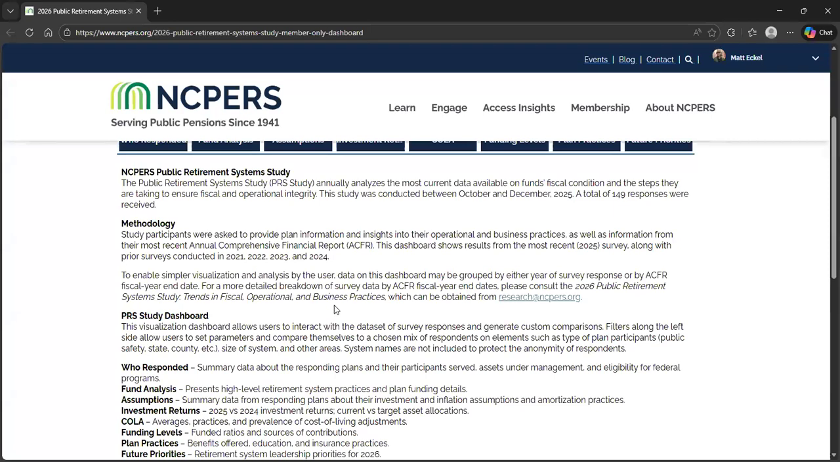Note that as you've seen, the tabs have the same interactive features throughout the dashboard. We encourage you to spend time adjusting filters, hovering over charts for additional detail, and comparing results across years or peer groups. The 2026 Public Retirement System Study Dashboard is designed to support informed discussion, strategic planning, and peer learning, while protecting the anonymity of respondents.